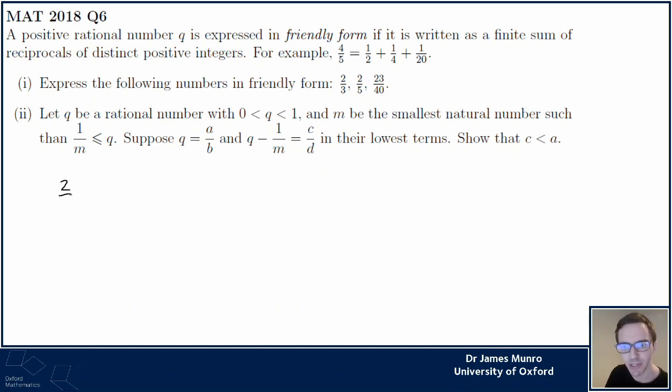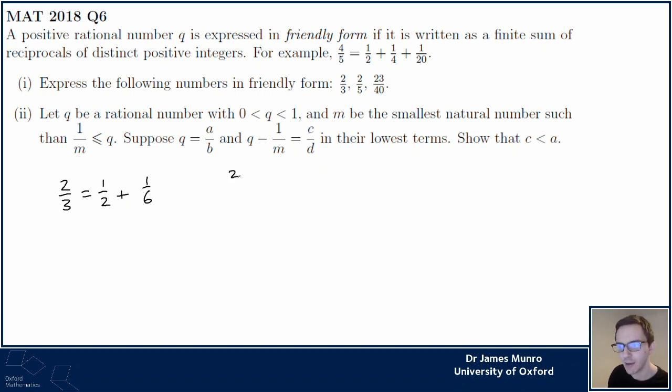So 2/3 is, I suppose it's bigger than 1/2, like this was. So maybe I should try throwing in a half. What's my leftover bit? This is 4/6, this is 3/6. So this is plus 1/6. And that is in friendly form because it's the sum of 2 and 6, which are distinct positive integers.